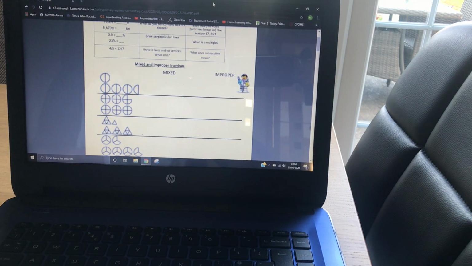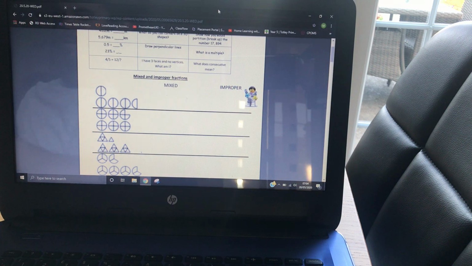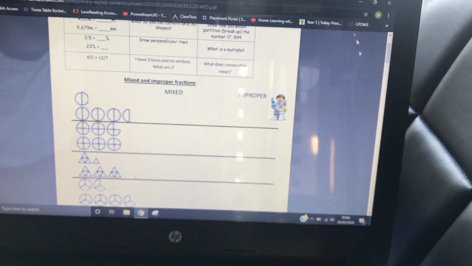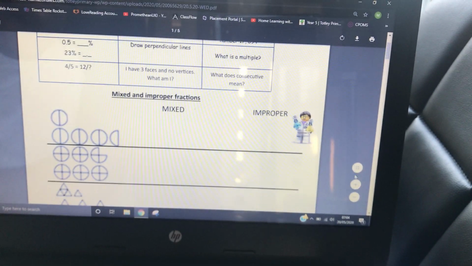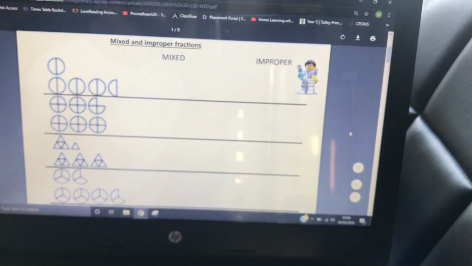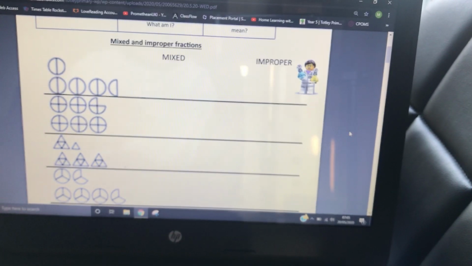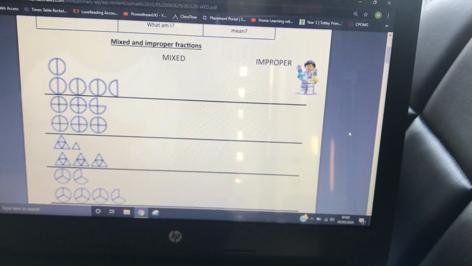Right, on to our task for today. So we've had a look at equivalent fractions and using our times table skills and finding common multiples to find equivalent fractions. We're going to move that up now to different ways in which you can show the fractions.